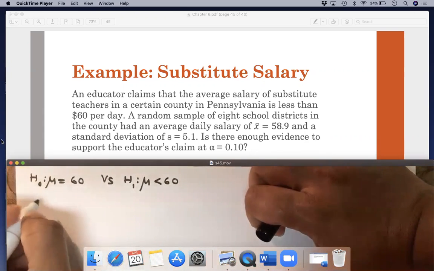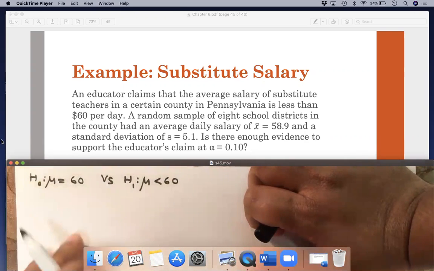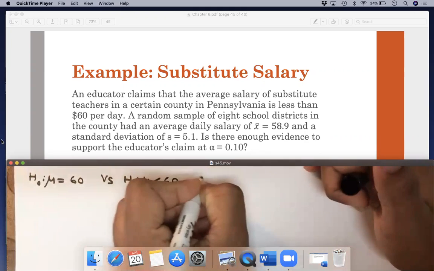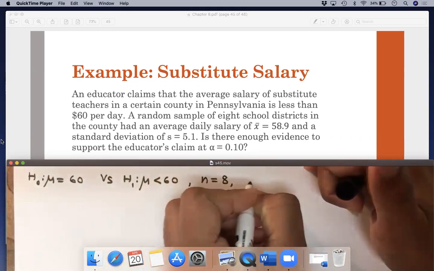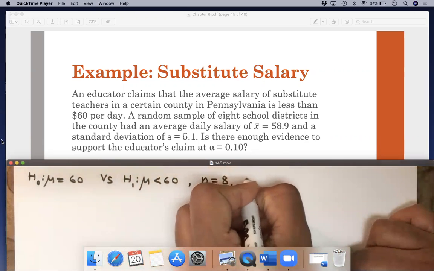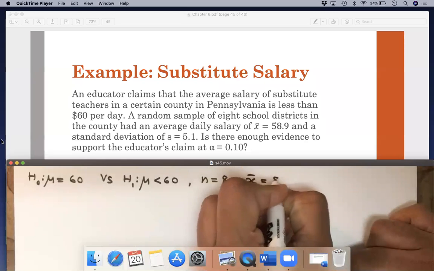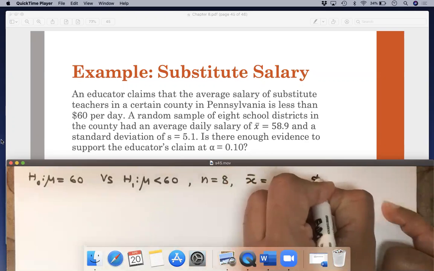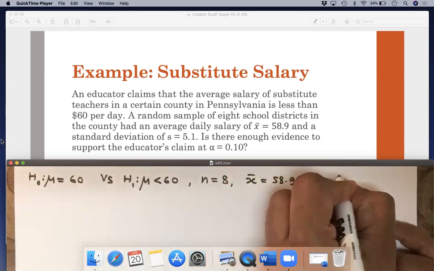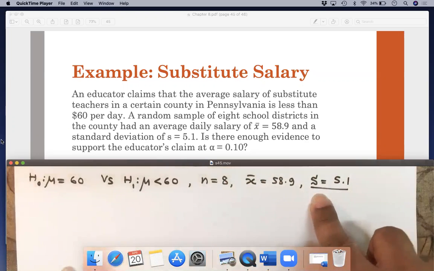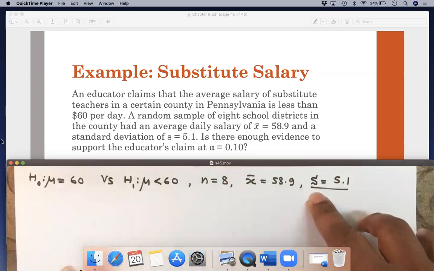Then the next thing, read continuously. Then a random sample of 8 school districts. So what is our sample size? n is 8. School districts in the county had an average daily salary of X bar is 58.9 and the standard deviation of that sample, that means sample S, is 5.1. Very important thing. Why? Because here you don't know the population standard deviation. We only know the sample standard deviation.